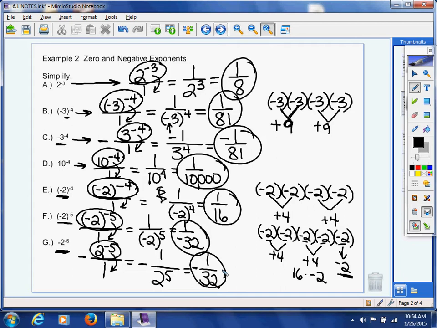So it just so happened to work out, whether I had the parentheses or I didn't, that they both ended up to be 1 over negative 32, or negative 1/32. And I think it has a lot to do with that negative odd exponent. That's what caused that situation to happen.